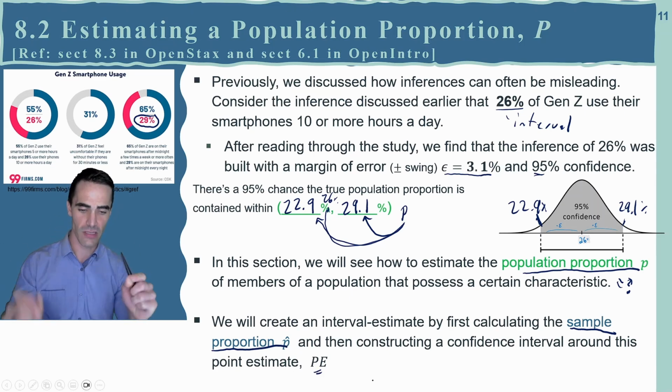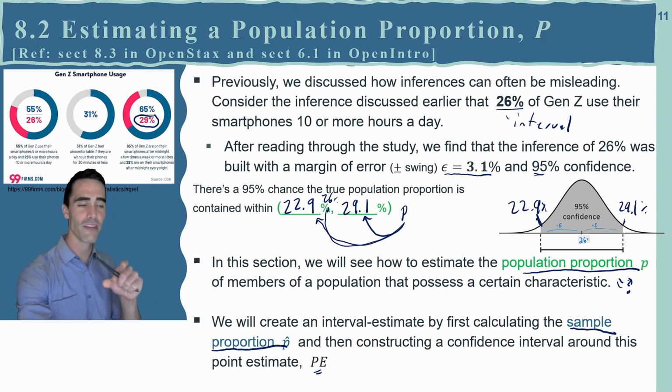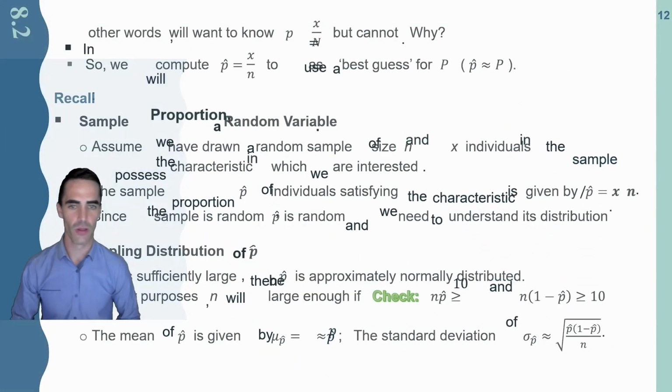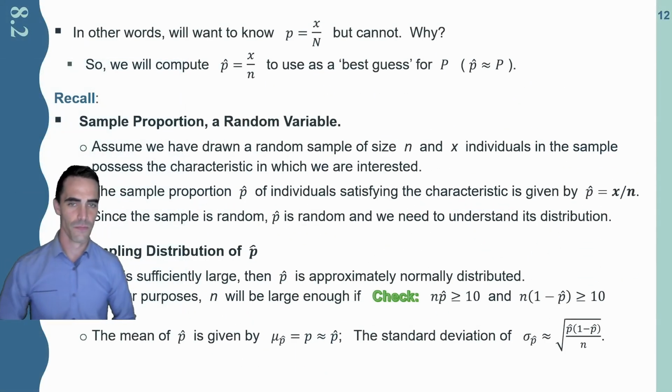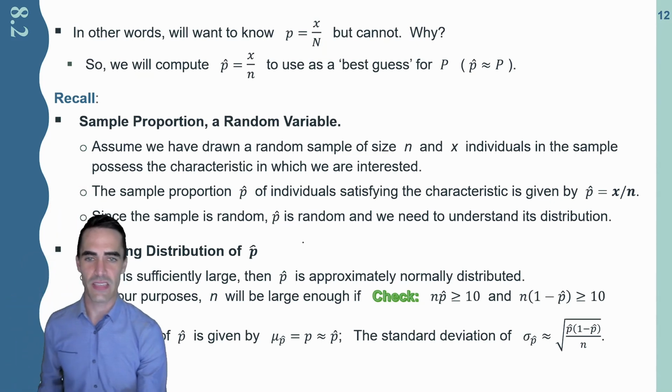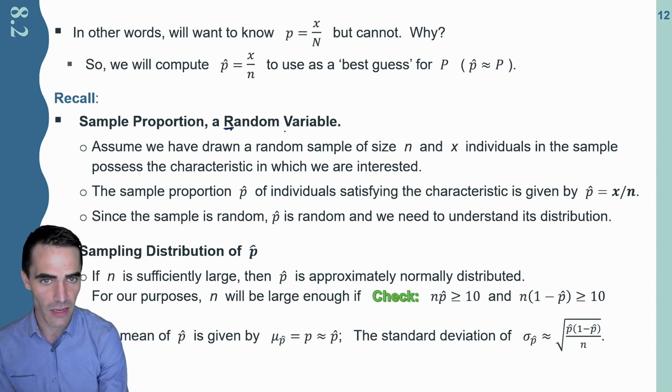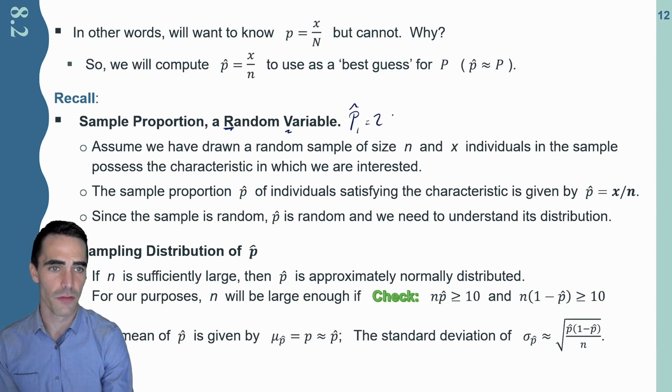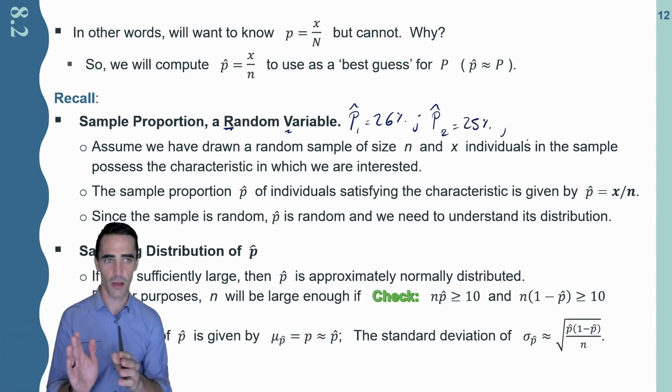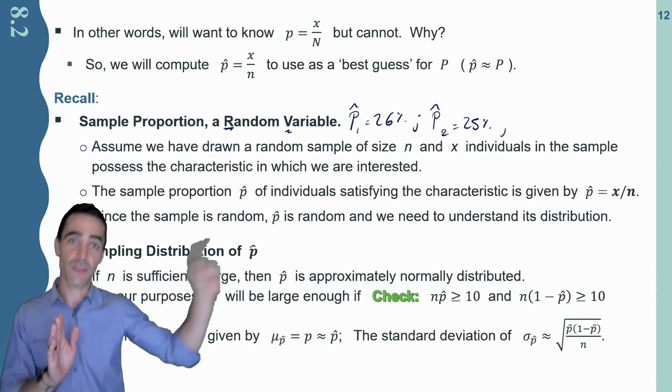Before we get into building these, though, we need to check, because just because we have a sample doesn't automatically mean that the sample proportion is normally distributed. It really depends on that sample and particularly what size it is. So let's get into it. When we talk about this sample proportion, it's important to understand it is a random variable. On one sample, I may get a sample proportion of 26%, like the example earlier, but another day I may get a sample proportion of 25%. Ideally, all these numbers are relatively close, so I shouldn't randomly sample and get 50%.